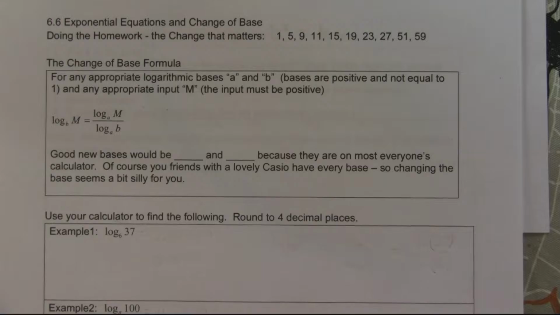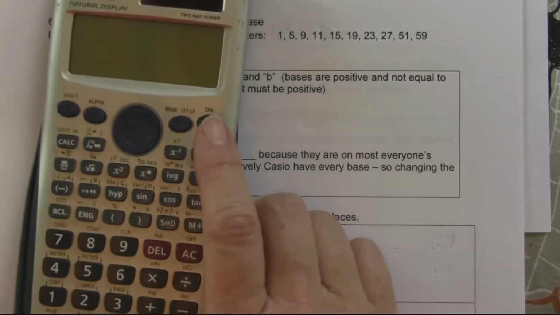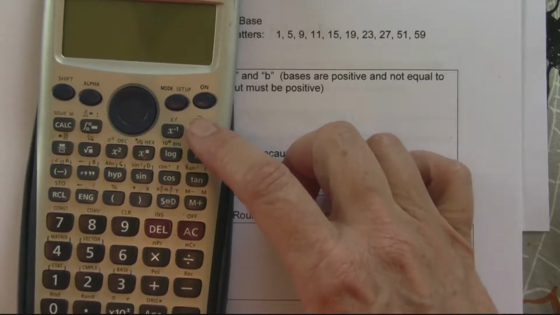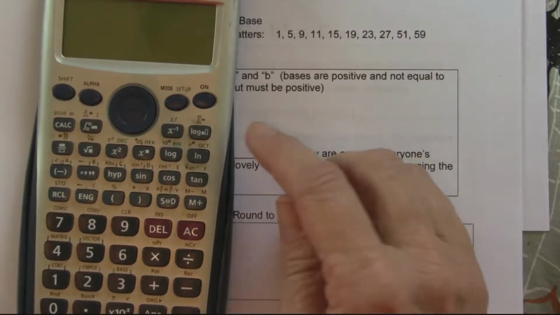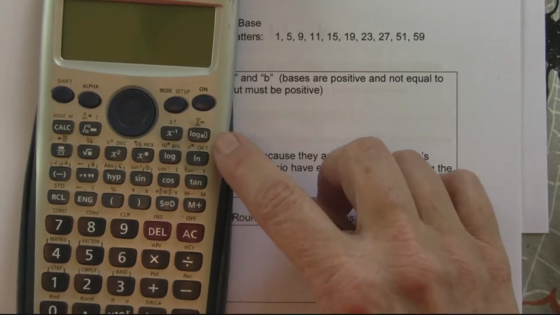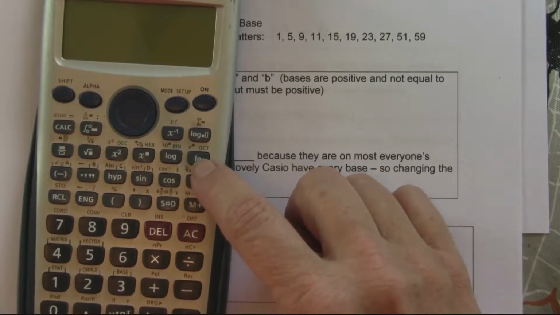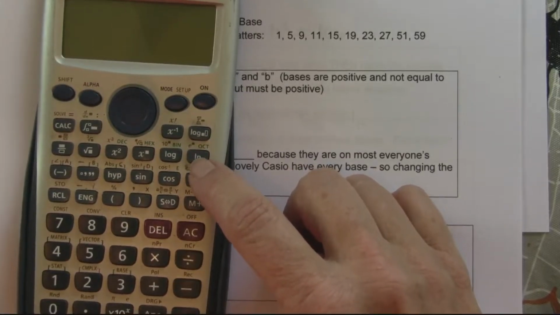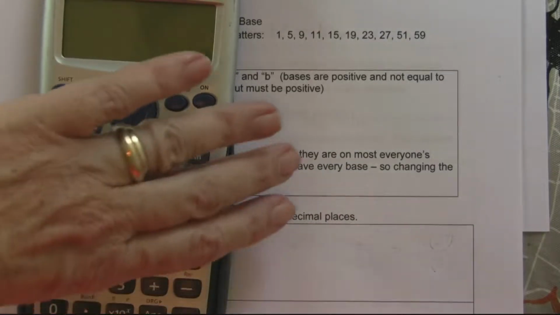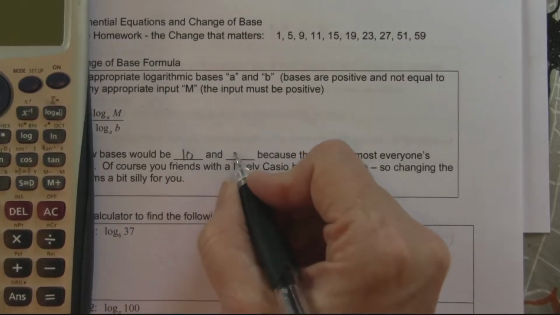Now the bases that would be good to use are the bases that are on your calculator, right? If you have the any base key on your calculator, this is not a discussion for you because you can just put in whatever base you want. You don't have to use the change of base formula. It's totally not necessary. But if you only have the log key or only the natural log key, then those are the bases you would want to use. This is base 10 and that's base e. So base 10 would be good and base e would be good.